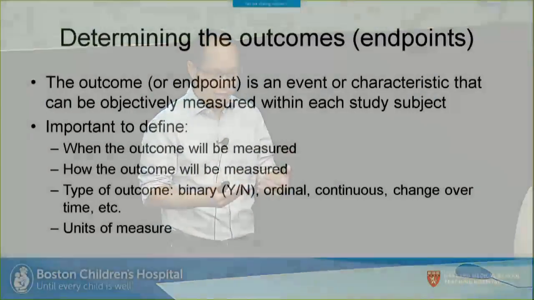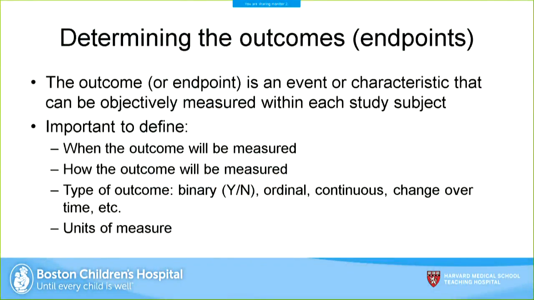All right, so next we need to think about the outcomes that you're going to measure, or the endpoints. These are the events or characteristics that can be objectively measured within each study subject. So what we want to define is when the outcome will be measured, how it will be measured, what assay, what survey, what is the method of measurements. It's important to think about the type of outcome that you're going to get. What kind of result will you get after you measure this?